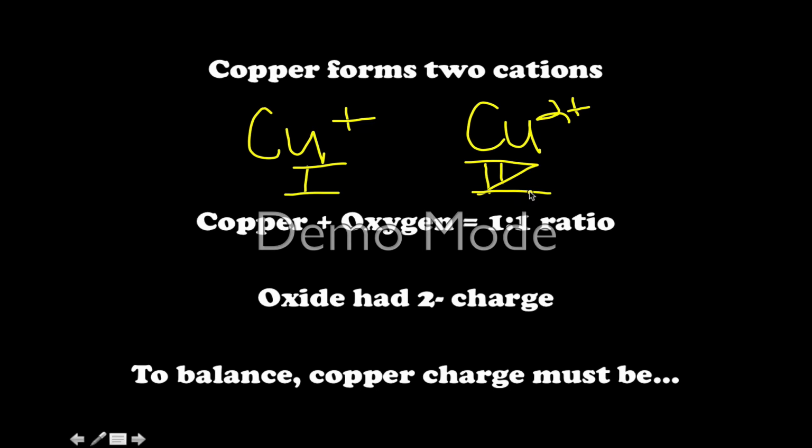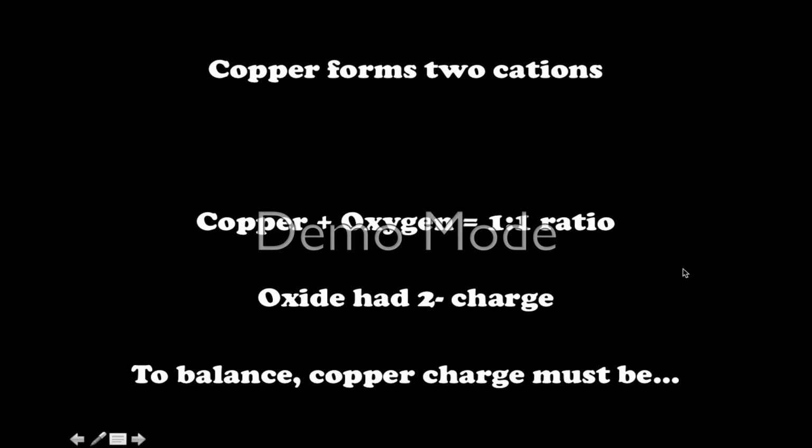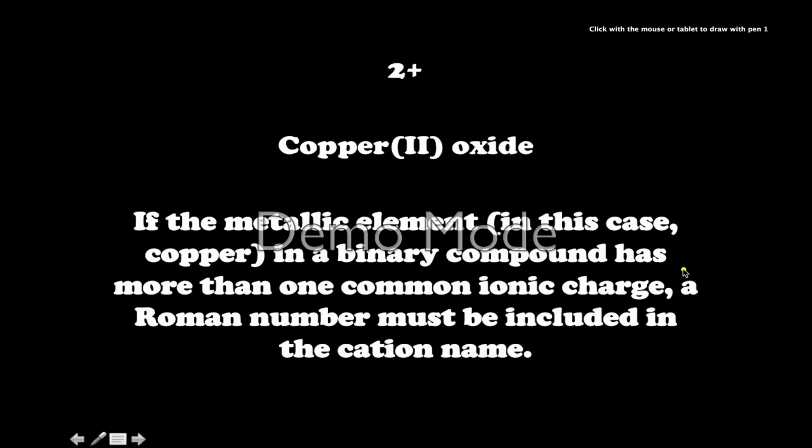Now comes the hard part. Which of these forms the compound of CuO? Let's break it down. Looking at the formula, we know that copper and oxygen combine in a 1-to-1 ratio. We also know that oxygen anions always have a 2- charge. So, to balance the charges, we know that the charge of the copper cation must be 2 plus. This means that the compound must be copper 2 oxide.